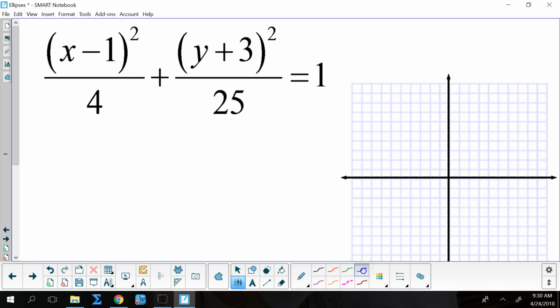Doesn't hurt. Where's the center? 1, -3, right? Okay. Now, if you put a C for center on your graph, or if you put a dot, I don't care. Really don't. Okay? Then, what am I looking at? What number am I looking at? 4. I'm going to take the square root of 4. What's the square root of 4? 2. So I'm going to go left and right 2 from the center.